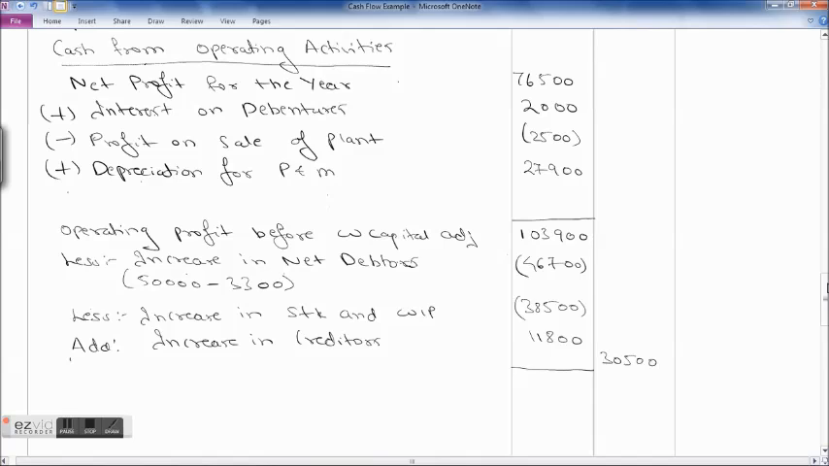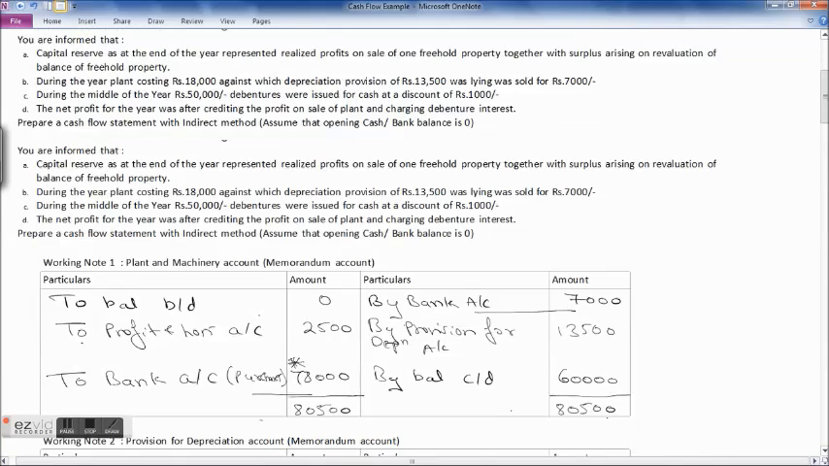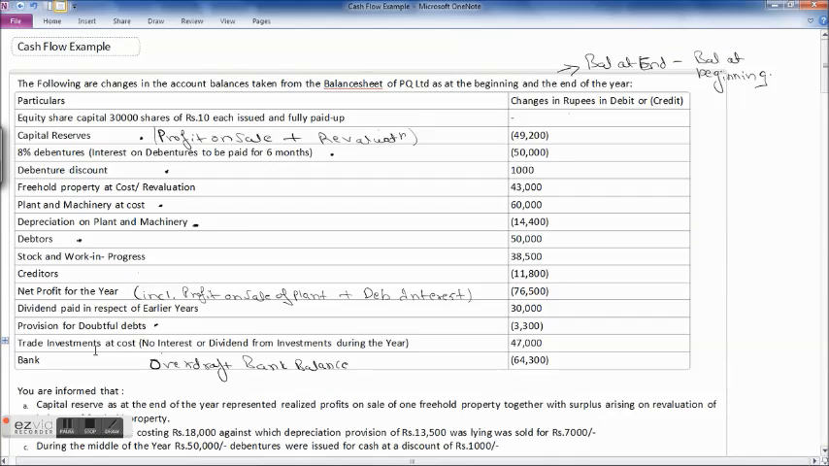Whether direct or indirect method, your cash flow from investing activities and cash flow from financing activities will be the same. Only the change will be in cash flows from operating activities. So this was an example of a cash flow statement.